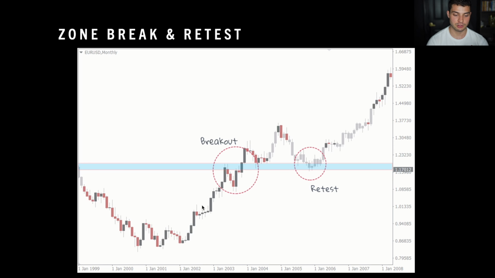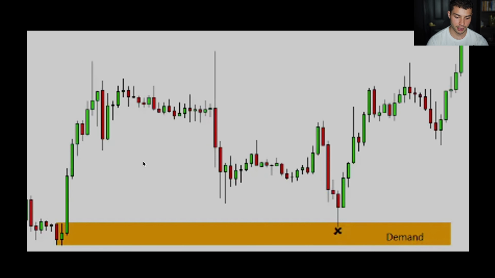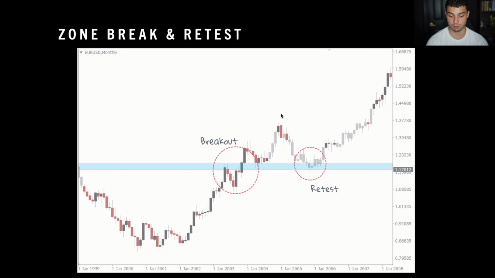And then we have a zone break and retest, all right? Like I said, common sense, just like the zone bounce, it's bouncing off a zone. This is the break and retest. It's breaking off that zone, then retesting back up, and then going back on the continuation, okay? So what that means is, as we're looking here, we're looking at the breakout. This is the breakout happening. This is a supply zone.